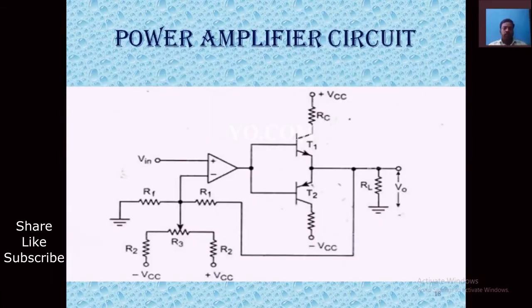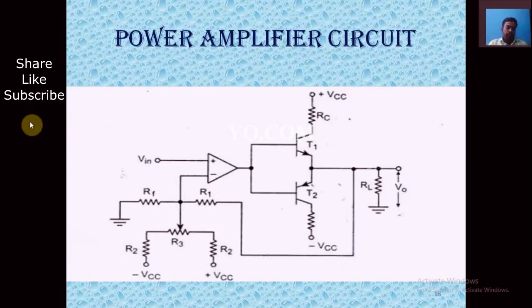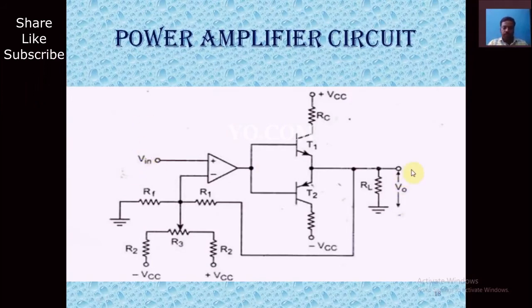Then here we are going to see the power amplifier circuit. The power amplifier circuit has three important terminals. One is the input voltage, V in, and another is V out, which we take here. Then here we are giving positive VCC, and here negative VCC. This power amplifier circuit consists of two major parts: one is the non-inverting operational amplifier, and the other is a push-pull transistor amplifier.